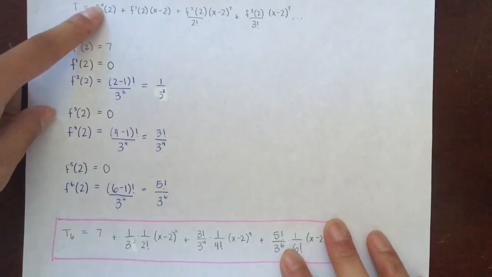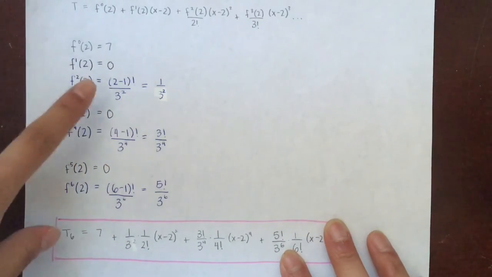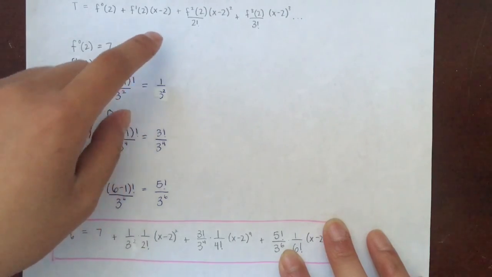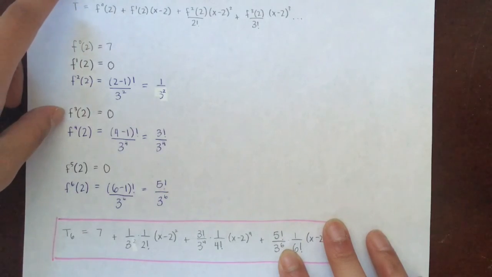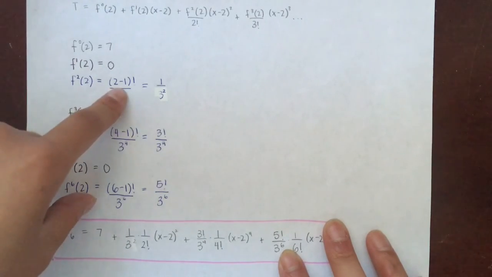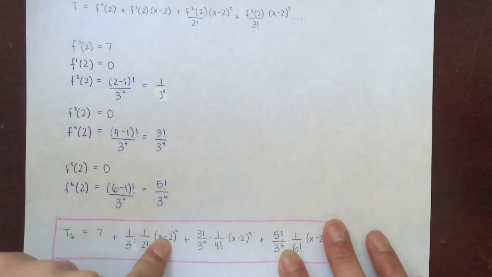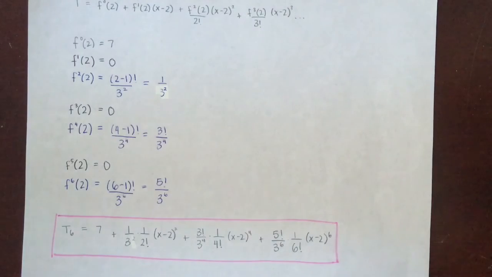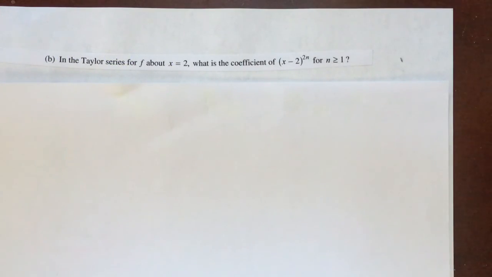So you have the first term, which is 7. The second term, that's f prime of 2 times (x minus 2), which is just 0. And then the third term, which is f double prime of 2 over 2 factorial times (x minus 2) squared. So f double prime of 2 is over here, that's 1 over 3 squared, over 2 factorial, times (x minus 2) squared, and you'll keep doing that until you get to the 6th power. You get a point for writing the polynomial about x equals 2 and 2 points for having the 6th degree Taylor polynomial correct.